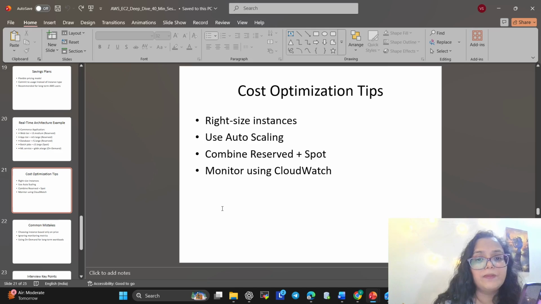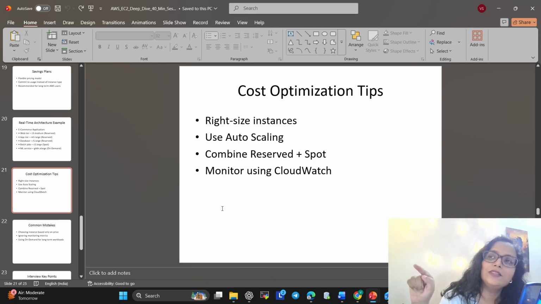Now, cost optimization tips. What are the cost optimization tips? Always choose right-sized instances. You can use auto scaling, so when the traffic increases, it scales up; otherwise, it automatically scales down. Combine reserved plus spot; we should use both. Monitor using CloudWatch.